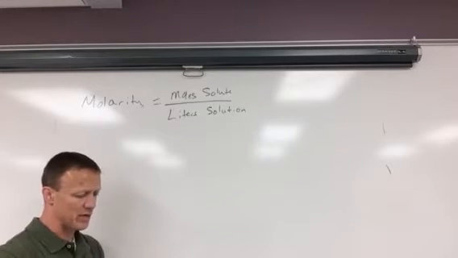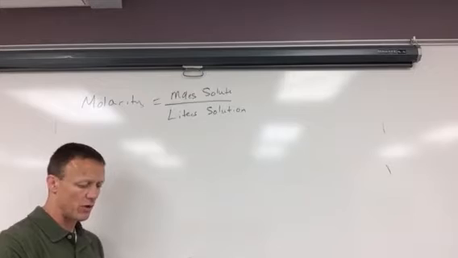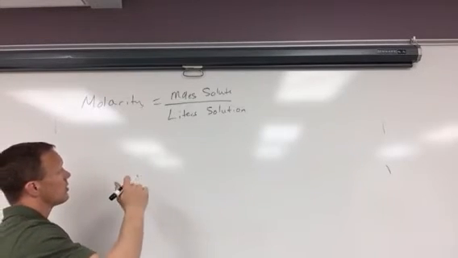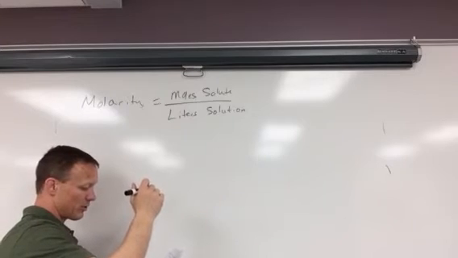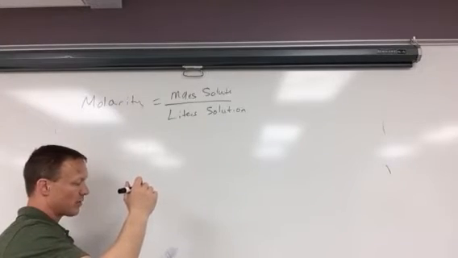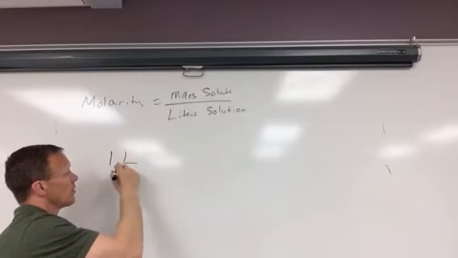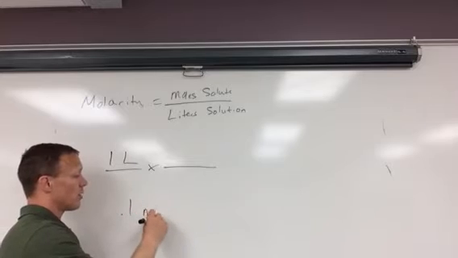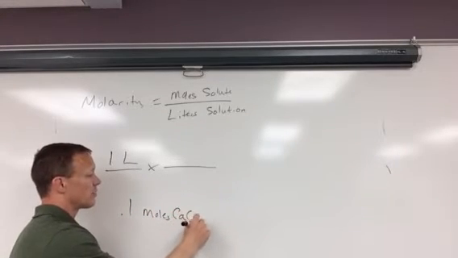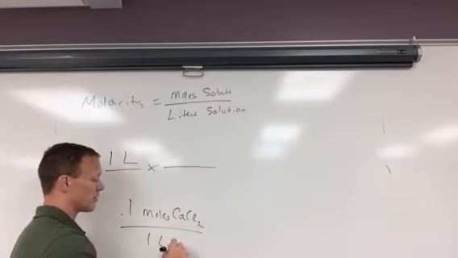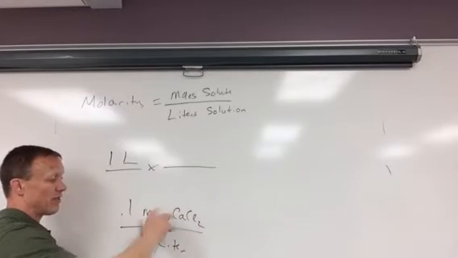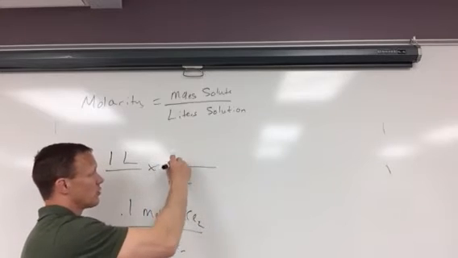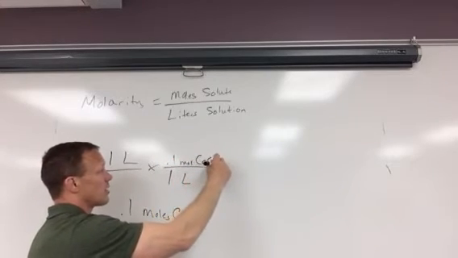23A there wants to know how many grams of calcium chloride would you put in 1 liter of a 0.1 molar solution. So I'm going to start off with my liters, 1 liter. And I'm going to write my molarity like this. So 0.1 molar means 0.1 moles of calcium chloride per 1 liter of solution. I could flip it around. I'm just going to say for every 1 liter of solution, there's 0.1 moles of calcium chloride.